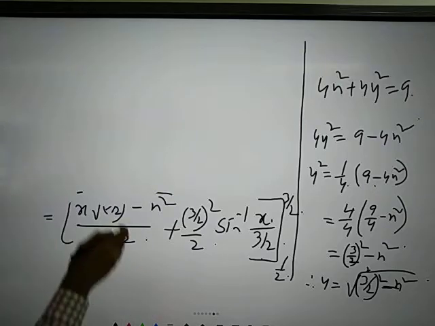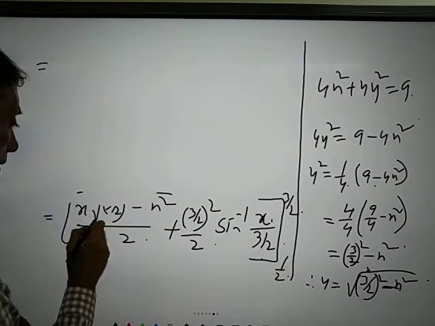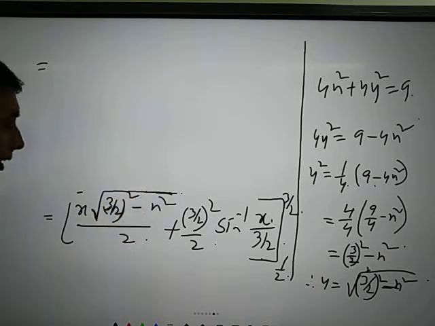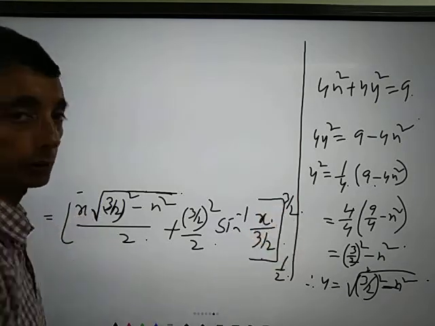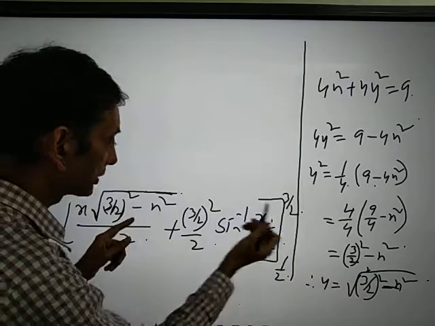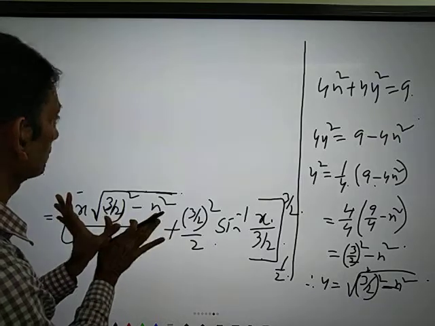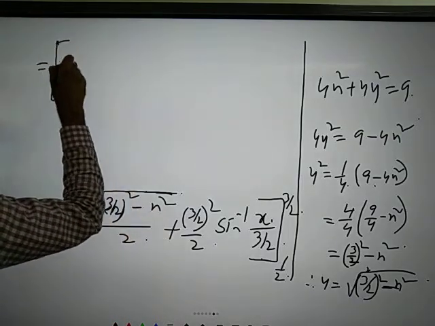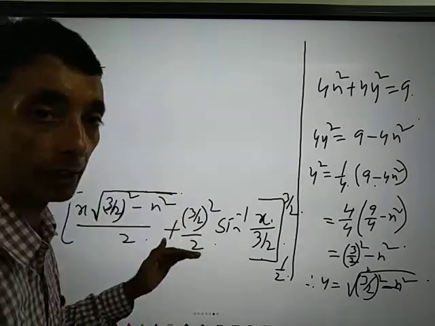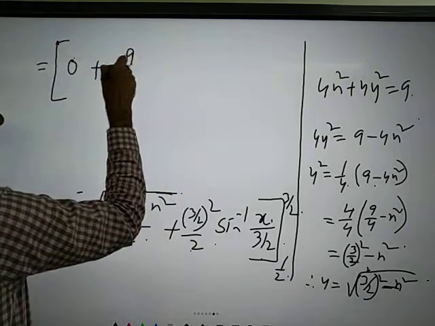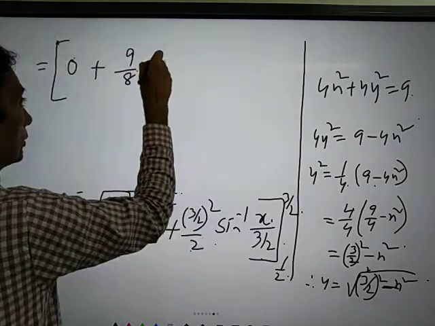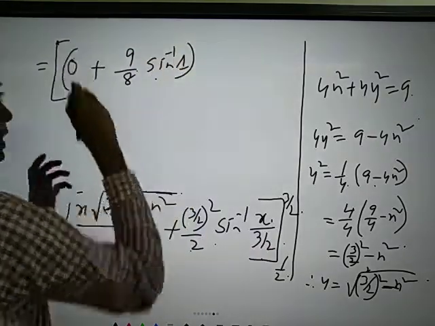Okay, I'll just rewrite this once. This is 3 by 2 whole square. Now first we'll substitute the value of 3 by 2. Now you see the steps. This is under root 3 by 2 whole square minus x square. In case you substitute 3 by 2, this is 3 by 2 whole square, it will become 0. So this term will be 0. Then plus, this is 3 by 2 whole square, means 9 by 4 into 2. This is 9 by 8. Then we need to substitute there sine inverse 3 by 2 by 3 by 2. So sine inverse 1. We just got the value, right?